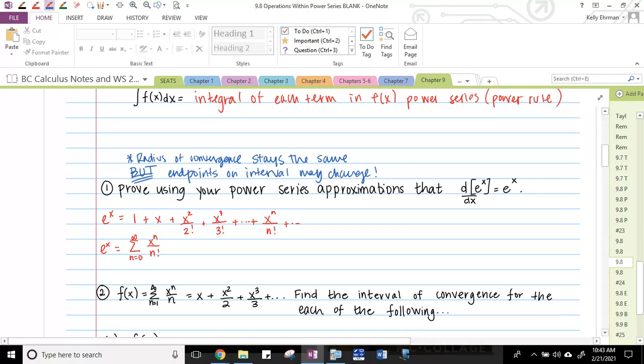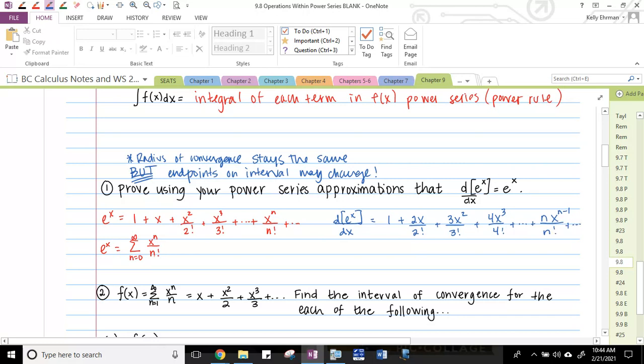Now, the derivative of e to the x with respect to x, you can think of this as taking derivatives of each of these terms, right? So, okay, the 1 goes away, x becomes 1. X squared over 2 factorial becomes 2x over 2 factorial. 3x squared over 3 factorial. I'm going to do another one. The next term would have been 4x cubed over 4 factorial. The general term would have been n times x to the n minus 1 over n factorial.